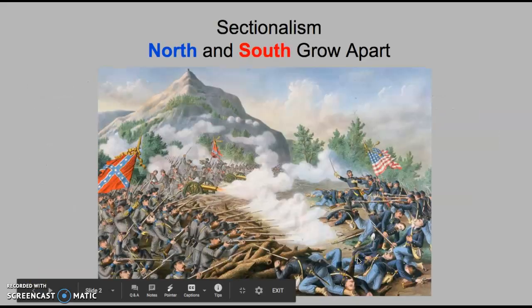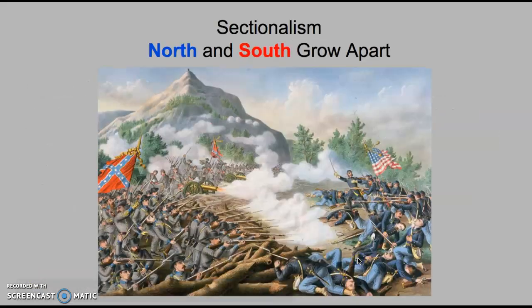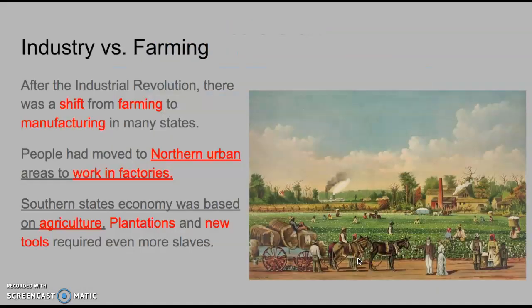All right, so let's begin with sectionalism. The North and the South grow apart. Industry versus farming. After the Industrial Revolution, there was a shift from farming to manufacturing in many states. So manufacturing is, of course, working in factories, making all of our own goods as opposed to having all of our manufactured goods brought into us from Great Britain. And we learned after the War of 1812 that we really had to become more independent, more self-sufficient when Great Britain cut off trade with us.